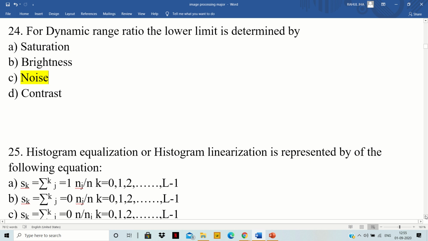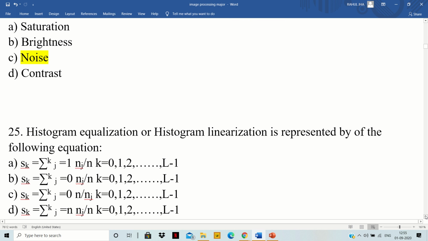Histogram equalization or histogram linearization is represented by the following equation. So our options are, you can just go through all the options. There are so many options. Okay, just go through them one by one and you can read them.